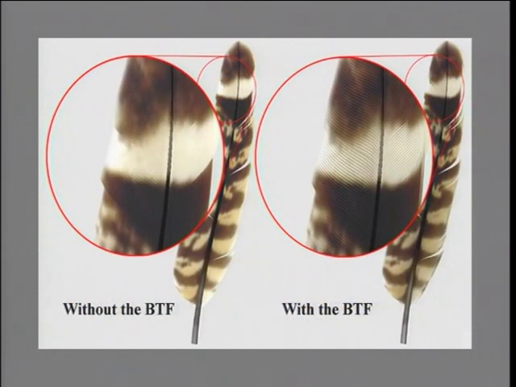The feather on the left is rendered without a BTF and it looks flat. The feather on the right is rendered with a BTF and it shows the barb structure.